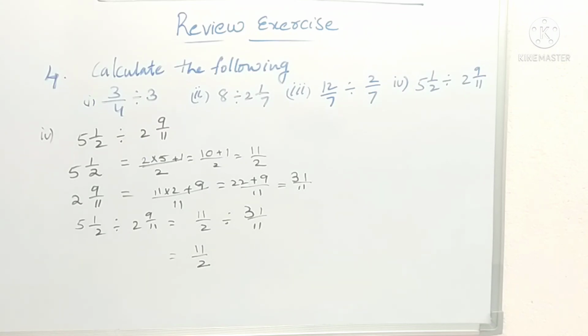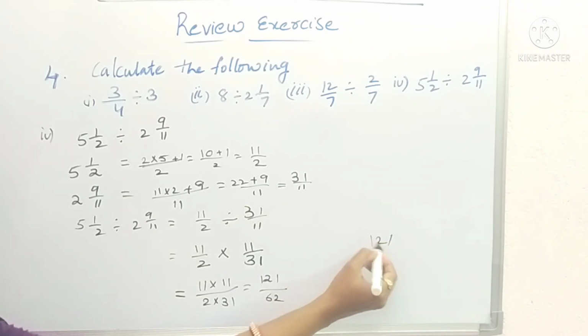So 11 by 2. Now in place of division we'll write into, and this fraction will get reversed. That means we take the reciprocal, 11 by 31. So 11 into 11 by 2 into 31. 11 11s are 121 by 31 2s, 3 2s are 60 plus 2. So that is 62. So we cannot do the cancellation here, but we can convert into a mixed fraction.